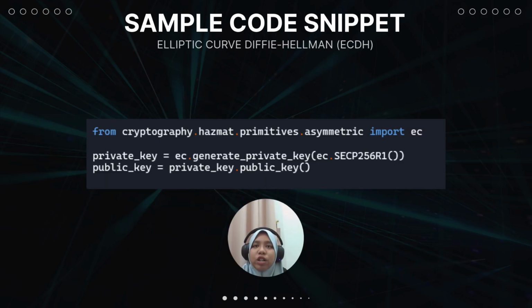This snippet used the cryptography library to generate a private key using the SECP256R1 curve, also known as NIST P-256, then derived the corresponding public key. Why SECP256R1? It is a widely adopted NIST-approved curve, offering a good balance of security and performance. Use case: perfect for secure messaging, TLS handshakes, and modern cryptographic systems. Efficiency: key generation is extremely fast, only about 1 millisecond, and the public key is compact, 91 bytes in DER format.